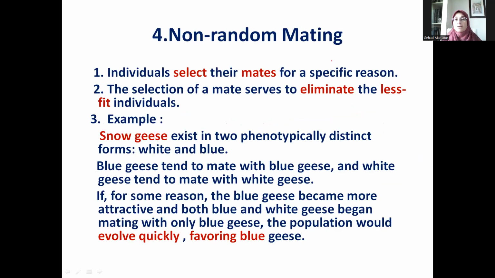The fourth factor that might help in preserving evolution or allowing evolution to occur is non-random mating. Usually, individuals select mates for specific reasons. As we saw, for example, the females select males with the most conspicuous plumage, the brightest plumage, because these males are the ones that are capable of protecting them. If you select your mate for a specific reason, then this is called non-random mating.